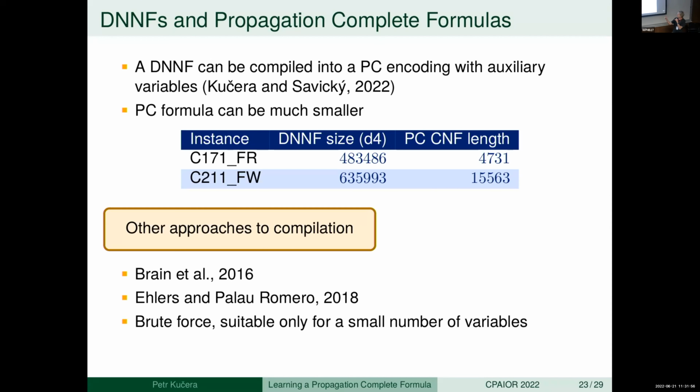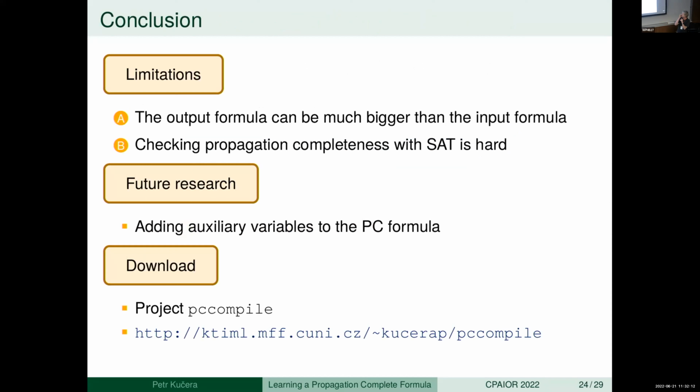I would also mention that there are some other approaches to this problem. These are kind of brute force, enumerating all partial assignments, so they are usable only for a very small number of variables. To conclude my talk, the process still has two big limitations. The first one is that the output formula can be much bigger than the input one. In the worst case, it can be exponential. There are some examples of formulas where it's really necessary to add an exponential number of clauses to make them propagation complete.